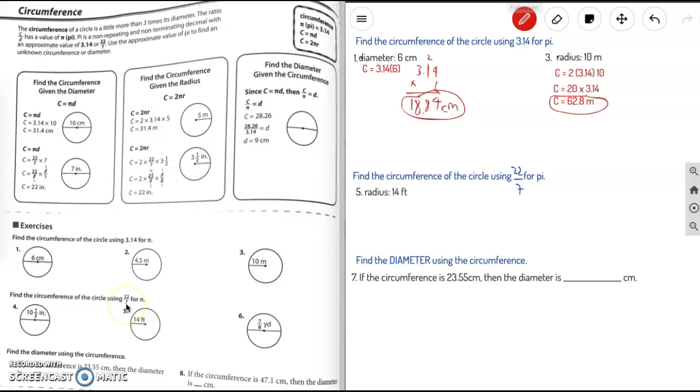Number 5. Find the circumference of the circle using 22/7 for pi. So this time we're going to be multiplying fractions. So, again, same formula as number 3. C equals 2 times 22/7, radius is 14. Okay, that means, what's 2 times 14? 28. Very good. Okay, so we're going to do 22/7 times 28/1 because it's a whole number.